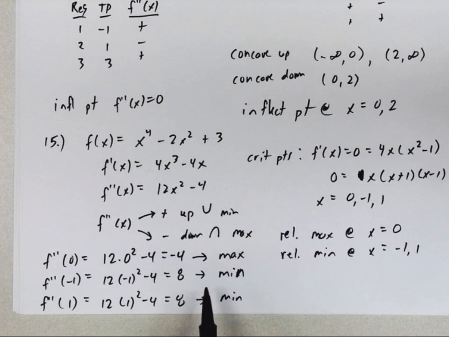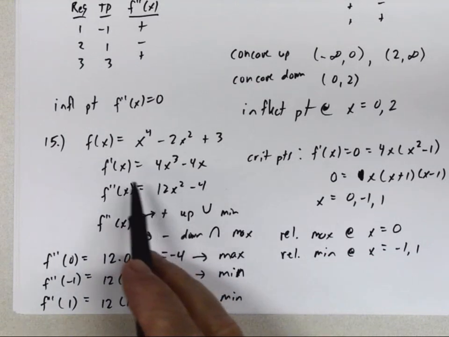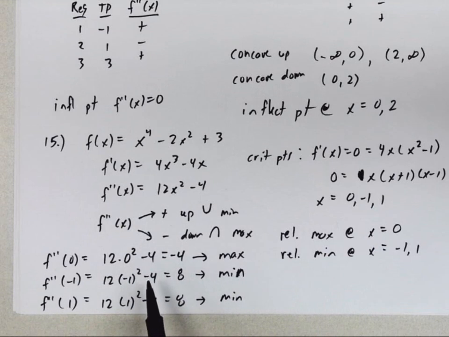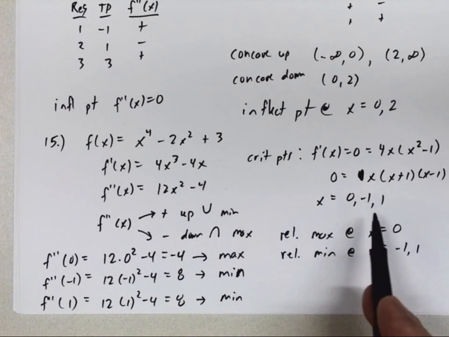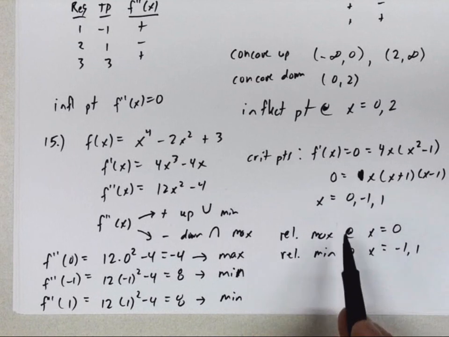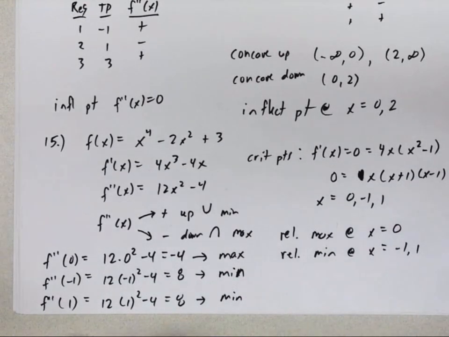So you can see, especially if the second derivative is easy to get, like it is in this case, this is a pretty quick and simple way to determine whether the critical points of the first derivative are actually maximums or minimums.